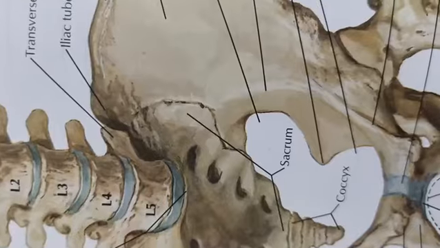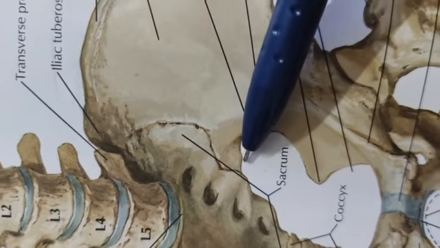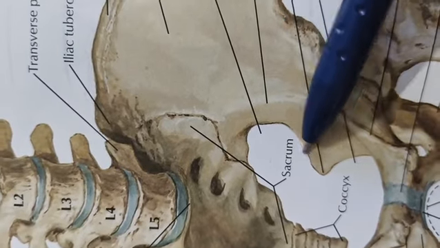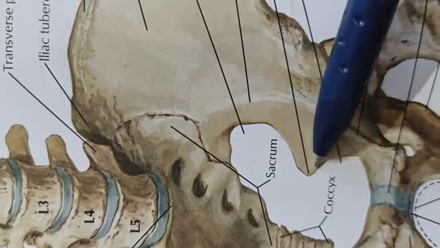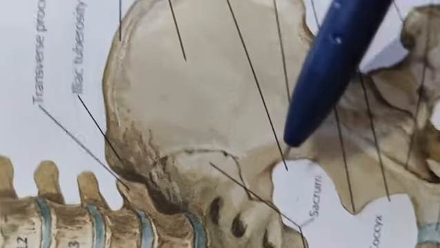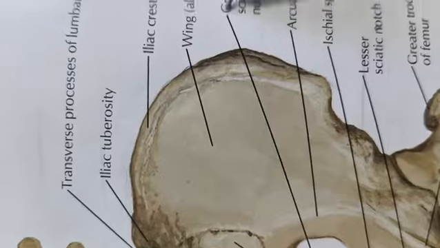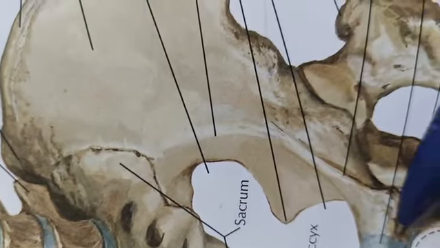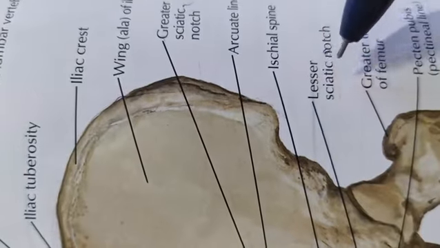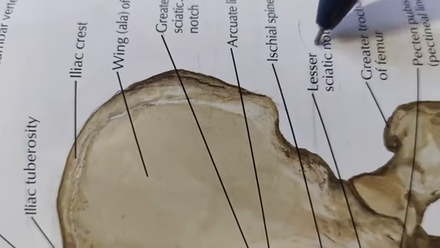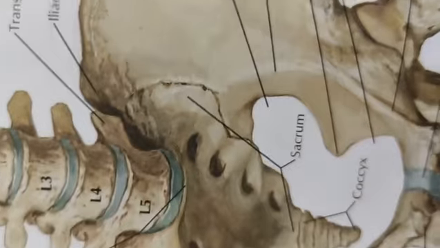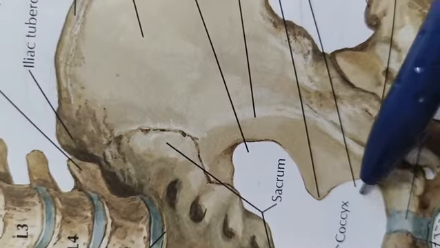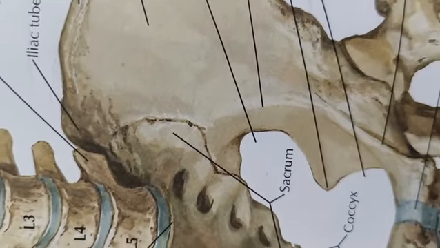Make out? See here, this is the greater sciatic notch, and this is the lesser sciatic notch. So I'm just trying to explain how these two, greater and lesser sciatic notch, get converted into foramen.